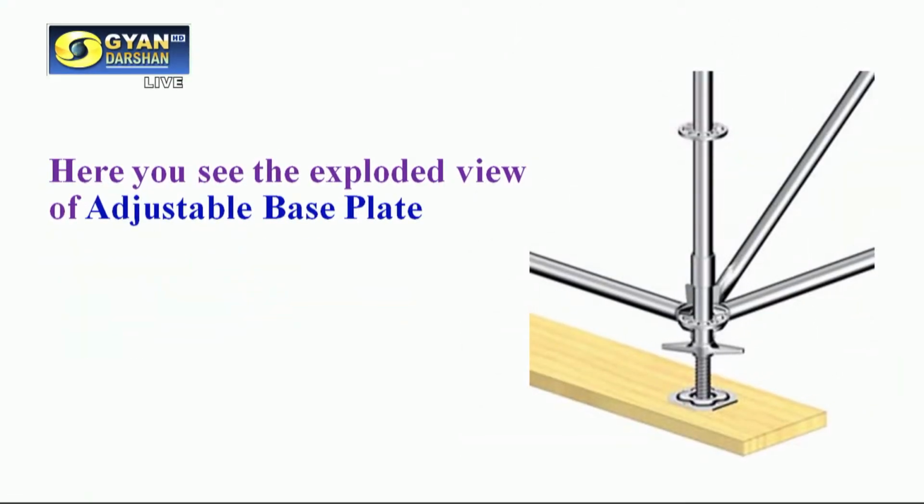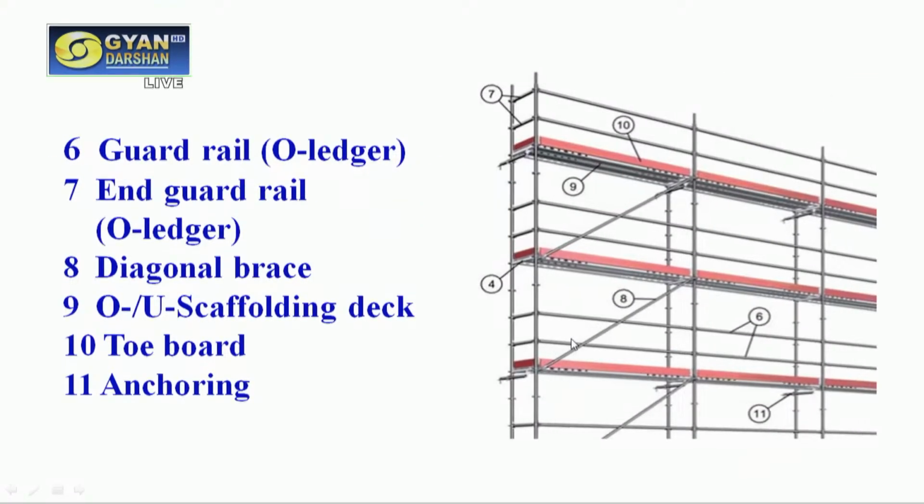Here you see the adjustable base plate. How does it look like? It's a close view basically. This is the adjustable base plate basically, and this is capped on the wooden sole plate here. This is upright. This is your ledger in 2 directions. Then this is the diagonal member or bracing.